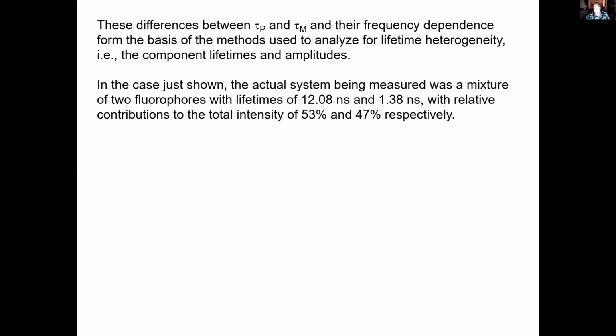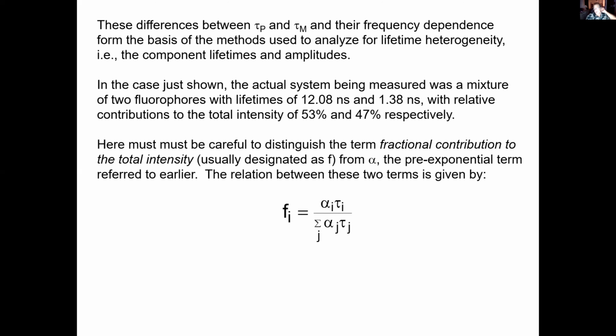Obviously, I was shooting for 50-50. That's as good as I could get. But here I want to distinguish, and this is important because, believe me, in the early years of lifetime measurement, this did cause a lot of confusion. We want to distinguish between the fractional contribution of the total intensity, indicated as F, that's what I'm talking about above, 53% of the total intensity or 47%. That is the total number, the fraction of the number of photons hitting the phototube, and alpha, the pre-exponential term.